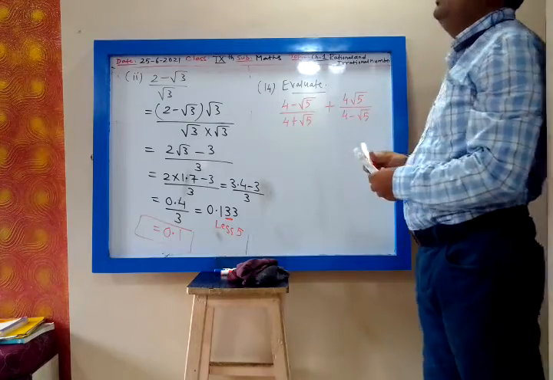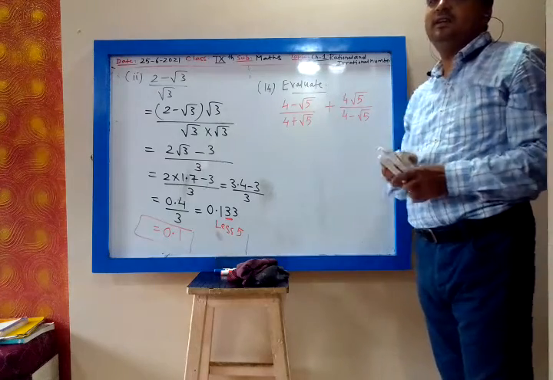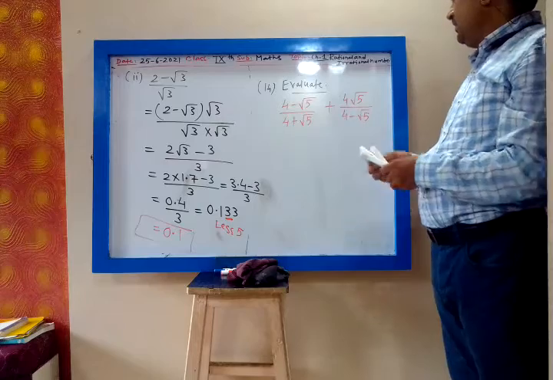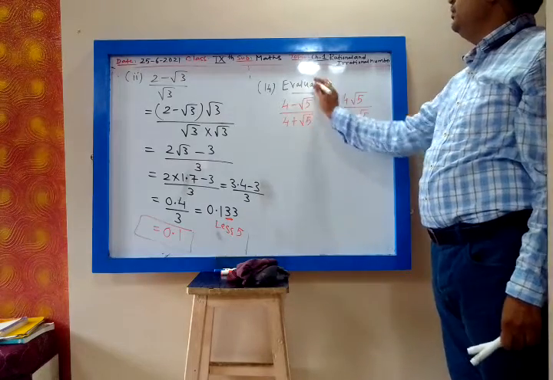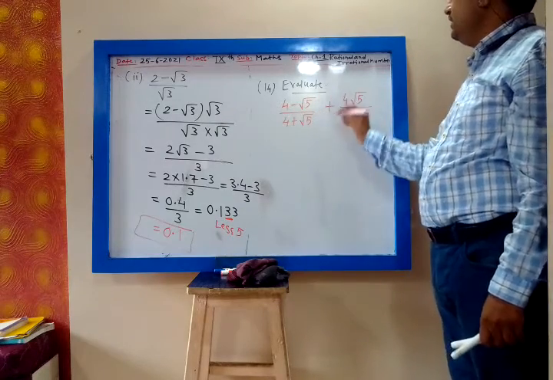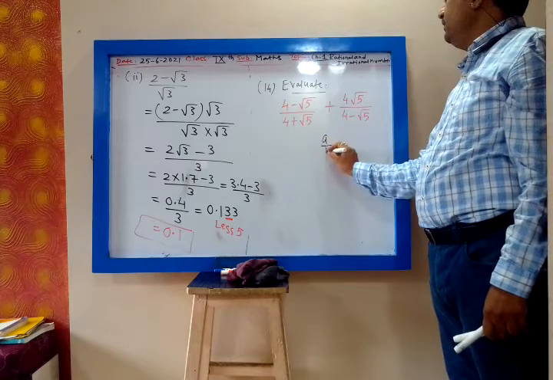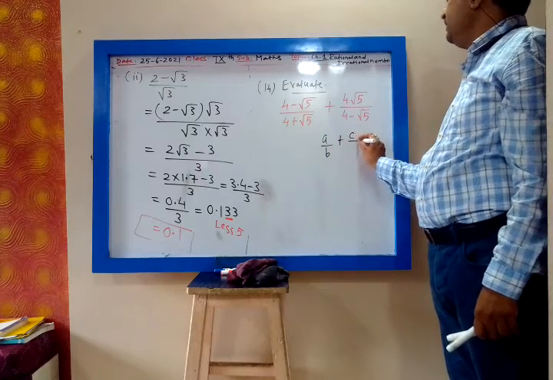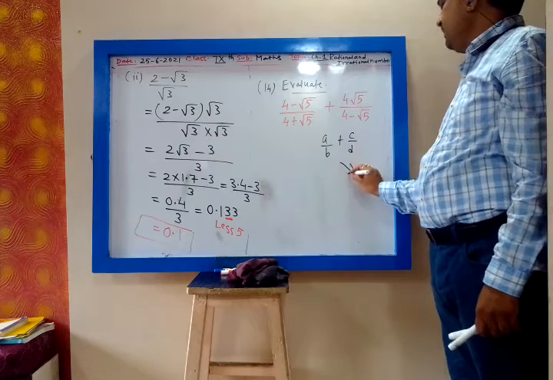Yes, this can be done by two methods. I have already explained. Yes or no? That is rationalizing the denominator of each and simplifying. There is another method also. Whenever you have a by b plus c by d, you can cross multiply.